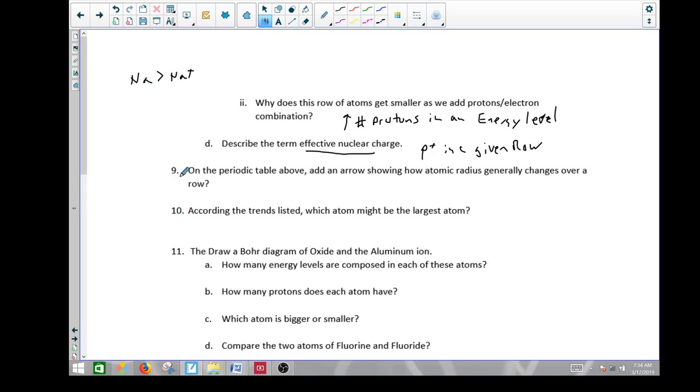All right, we did number 9 already, showing the trend. According to the trends list, which might be the biggest atom, well, that'd be francium. It's in the bottom left-hand corner. All right.